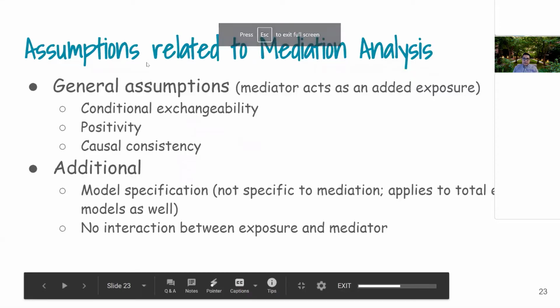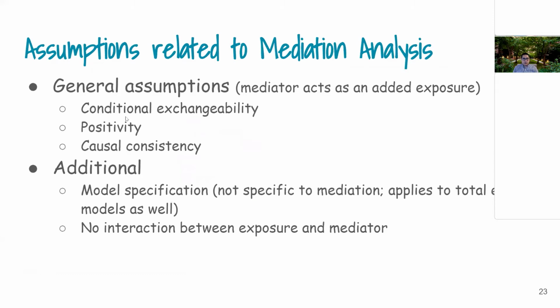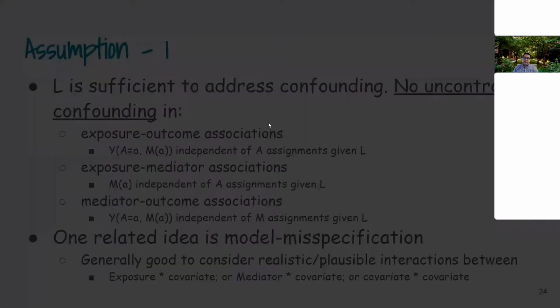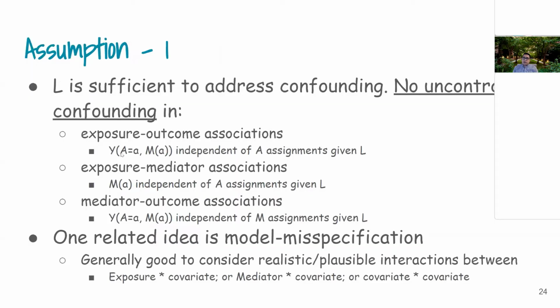All right, so that brings me to the assumptions related to mediation analysis. How are all of the three assumptions we just saw related to mediation analysis? The general way to think about this is that when you are thinking of mediation analysis, if you think of the mediator as an extra exposure variable, that actually helps you think about these assumptions a bit more carefully. For example, when you are defining your no unmeasured confounding, you are not only thinking about A, but also about your mediator when you are thinking about the potential outcome.